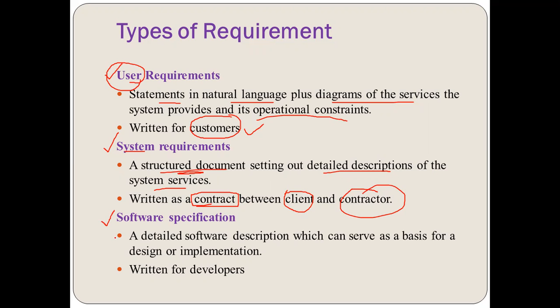That is system requirement. Third one is called the software specification. Software specification is what? A detailed software description, as the name suggests, which can serve as a basis for design or implementation. These are written for the developers. So user requirements are written for the customers. System requirements are written for the client and the contractor. And software requirements or software specifications are written for the developers so that they can easily design and develop the software.